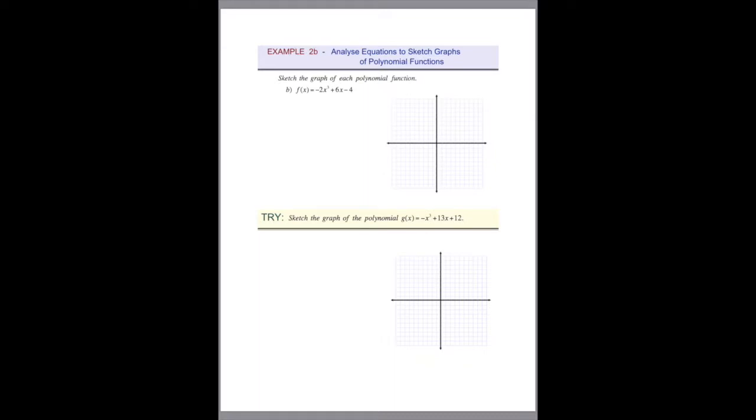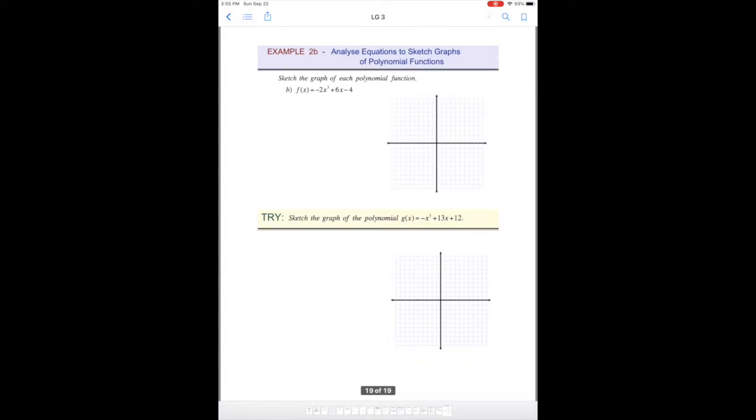We're on the last part of Learning Guide 3 and just finishing it up. So we are still doing sketches, and we are now sketching polynomials where we do not have actual factors. So it's a little more difficult now. Okay, so let's go through the steps of sketching a polynomial function.